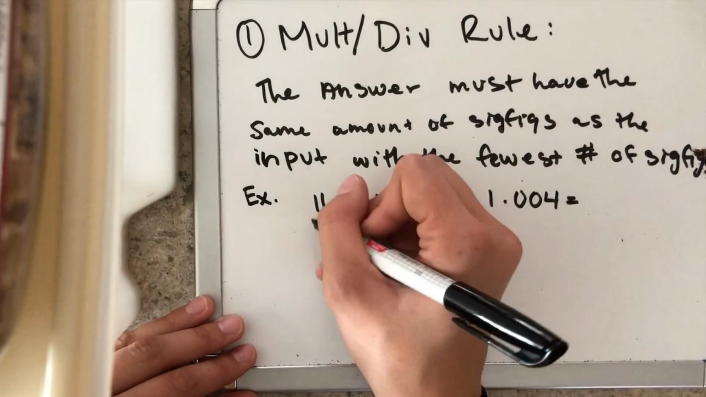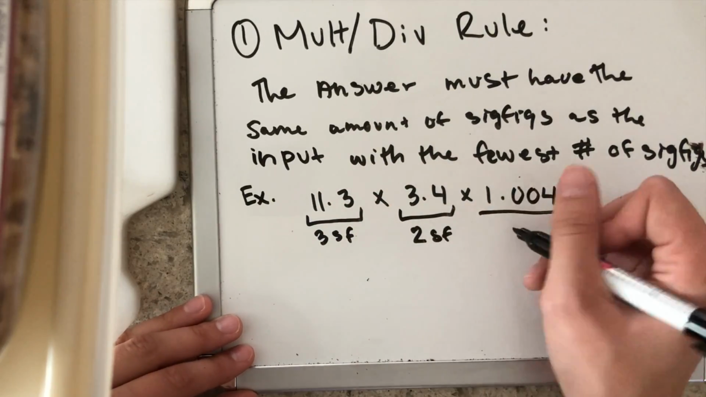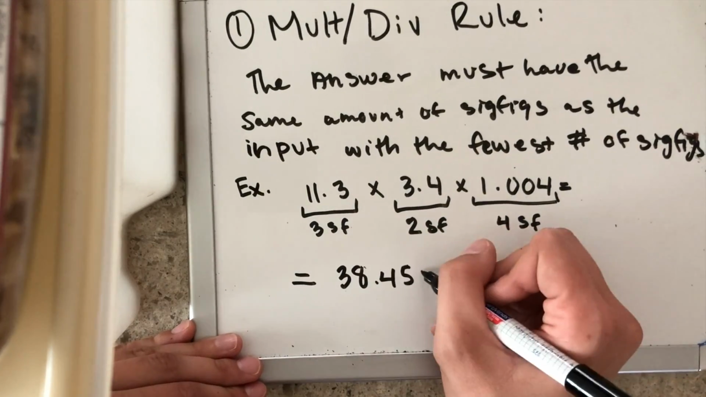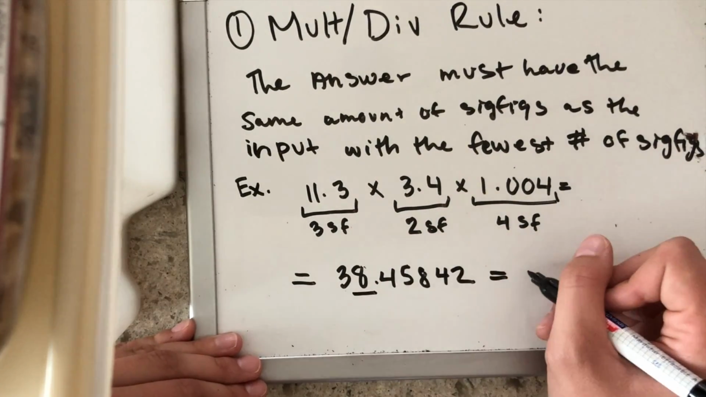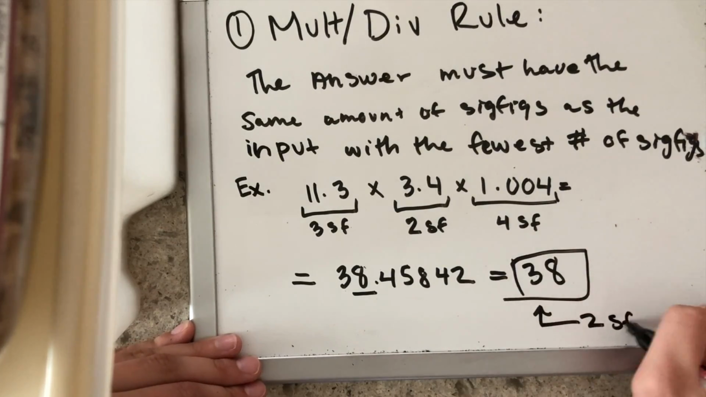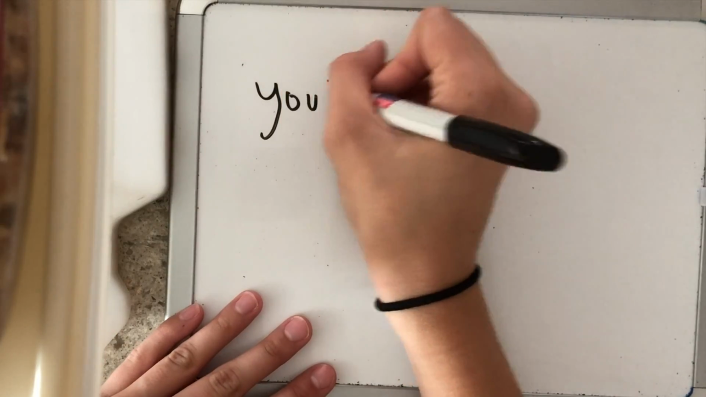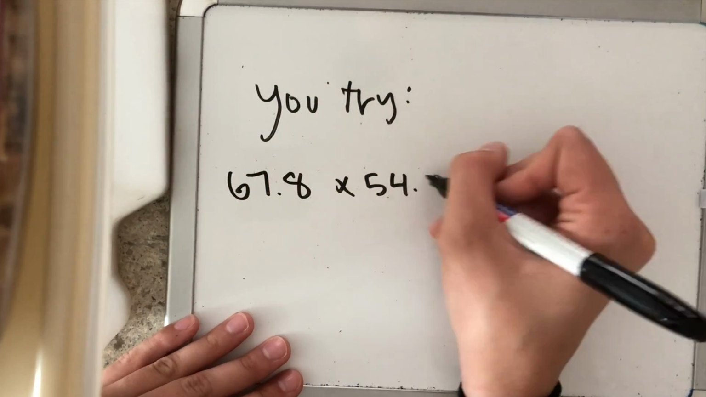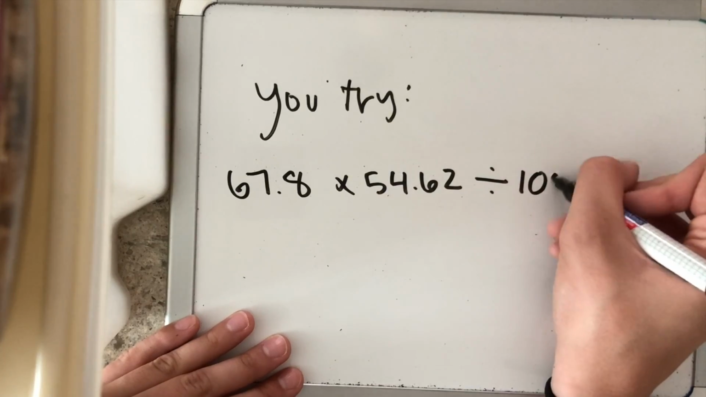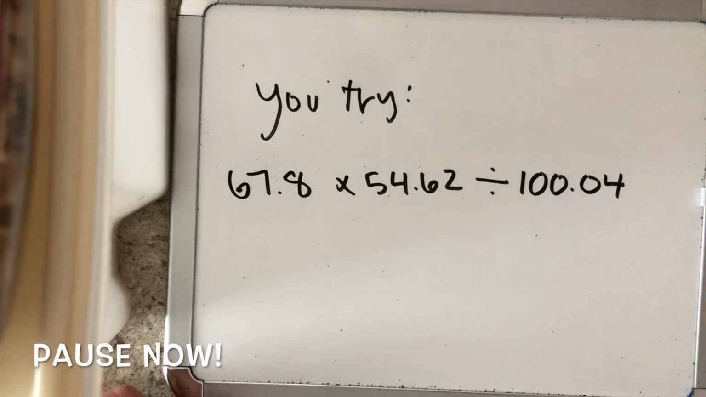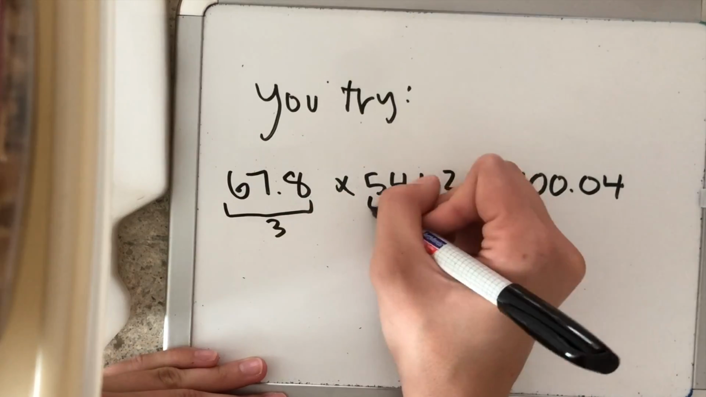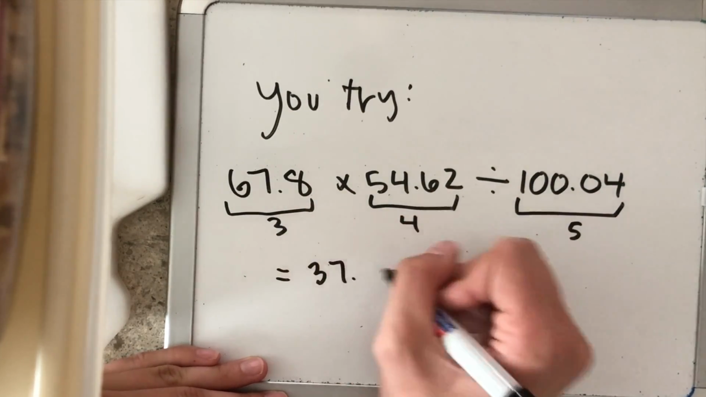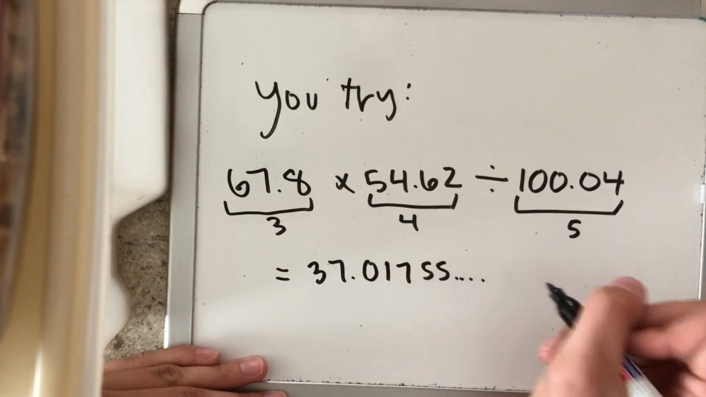Start off by counting the number of sig figs in each number, then multiply or divide, then either round up or round down. The input with the smallest number of sig figs has 2 sig figs, so the answer must also have 2 sig figs. Okay, now you try this one. Again, pause the video if necessary. Count the sig figs, then multiply and divide, and then determine the number of sig figs.